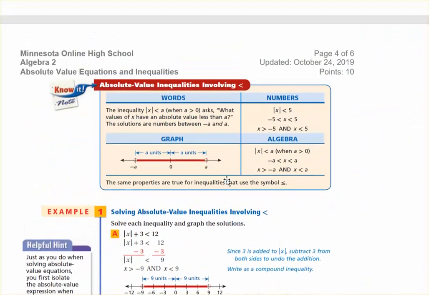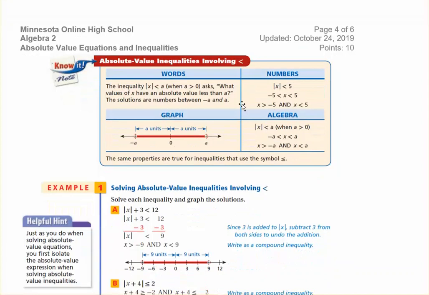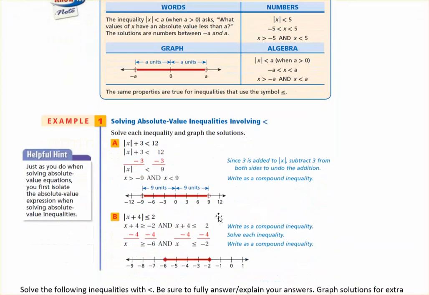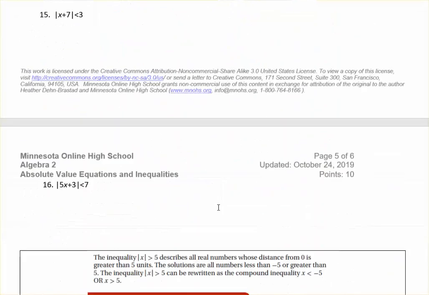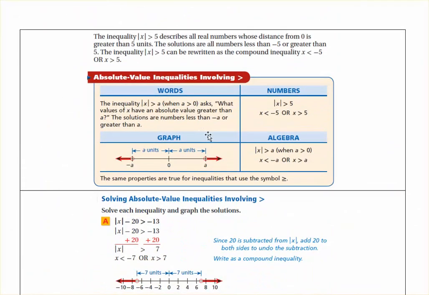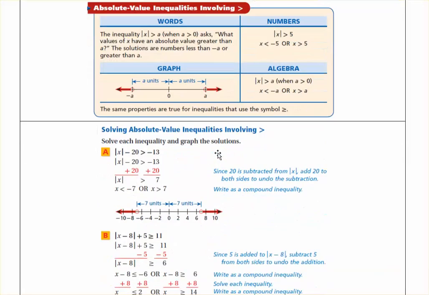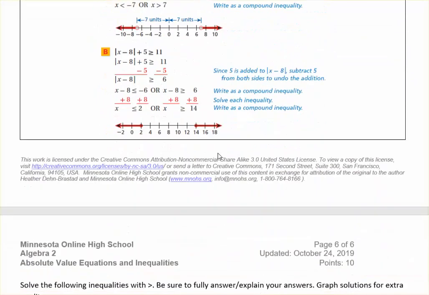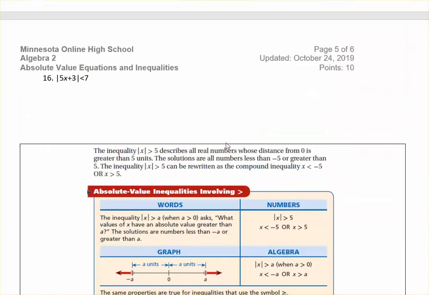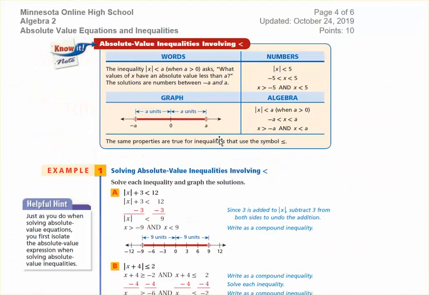Alright, the next problems are absolute value inequalities. So there's 2 different types. There's those that have a less than, or it might be a less than or equal to. So we're going to look at a few of these first. And then there's absolute values that involve a greater than. There's a little bit different process when it's a greater than versus a less than. So first we're going to look at the example for less than.